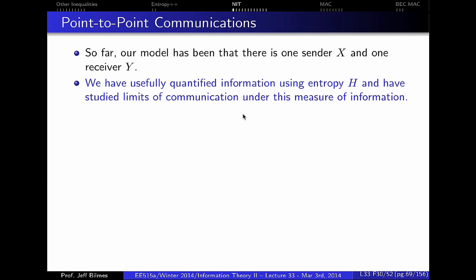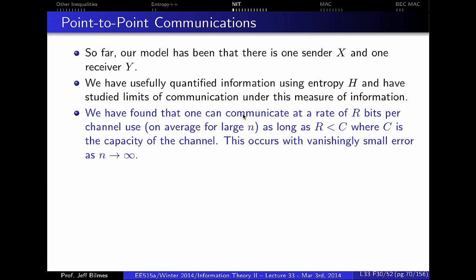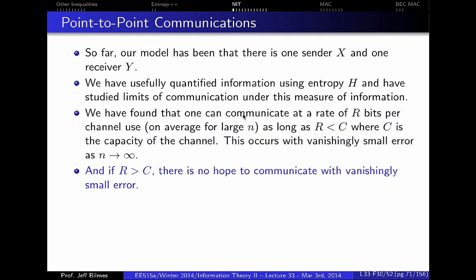And we quantified information from that perspective. We've got this notion called entropy, and we've studied communication limits under this particular notion of information. We have the notion of a rate. We have the notion of error-free communication, that we can't communicate above a certain rate without there being severe consequences. But if we communicate below the rate, then we can communicate with vanishingly small probability of error if we're willing to allow for the block lengths to be as long as we want. Is that right? Yes. So when the rate is greater than the capacity, there's no hope to communicate with a small amount of error.